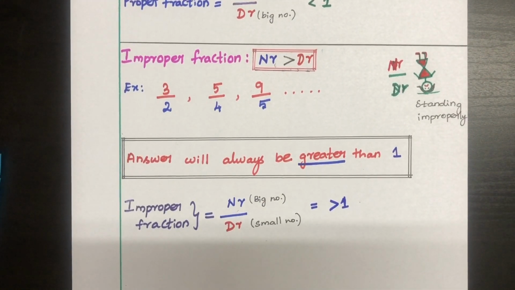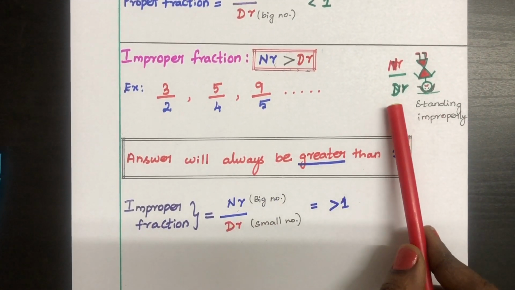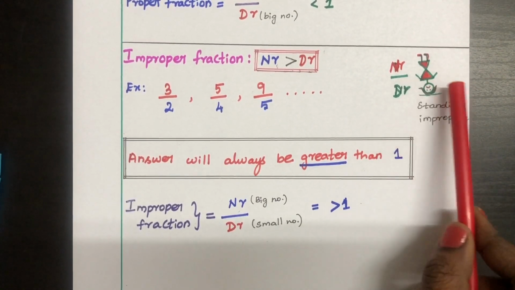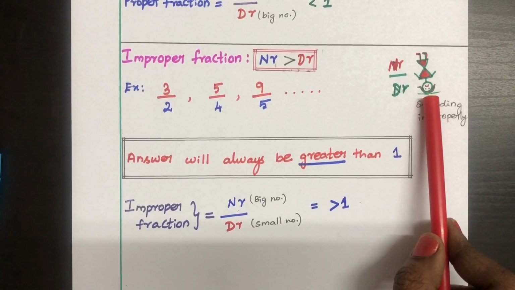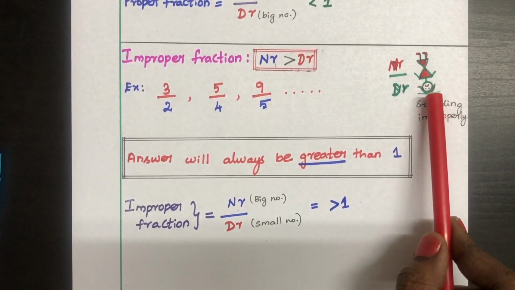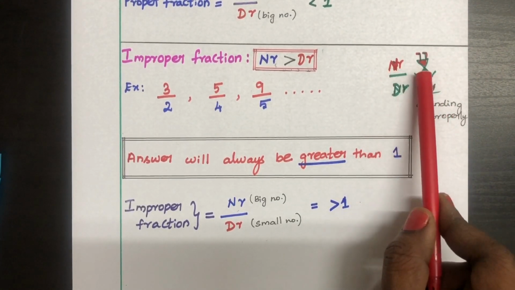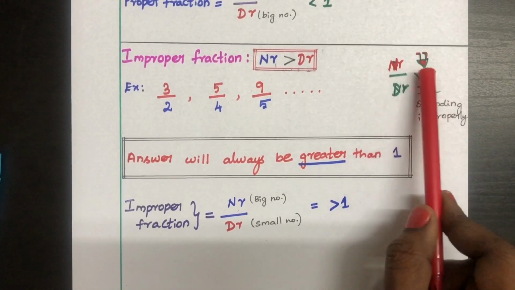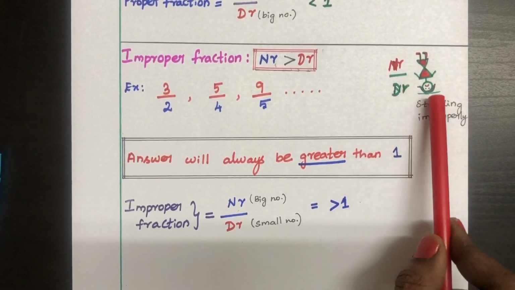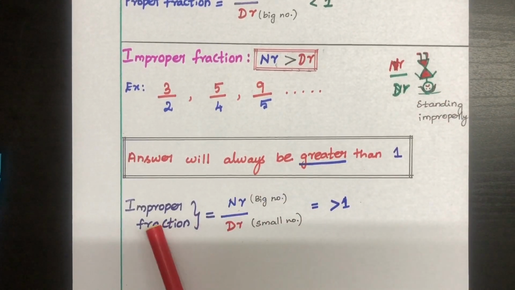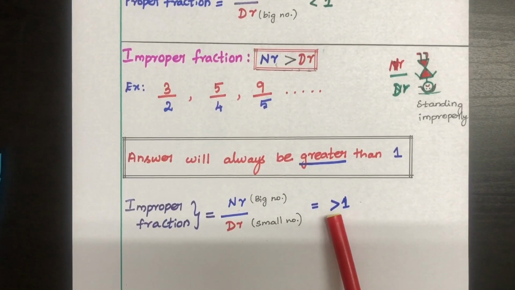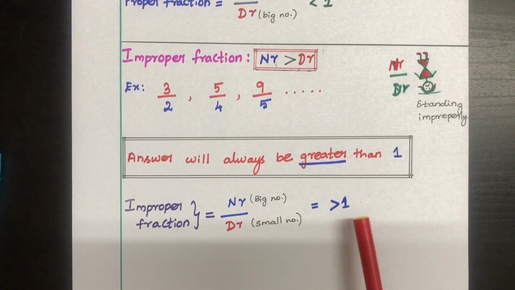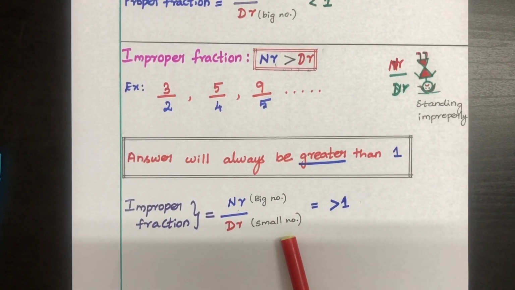Now, we will have a funny example. See here, standing improperly, upside down. Our big body is on the top, head is down. So, see here, big numerator, that means big body, divided by small denominator. Improper fraction is equal to numerator divided by denominator. This answer is always greater than 1. Big number by small number.